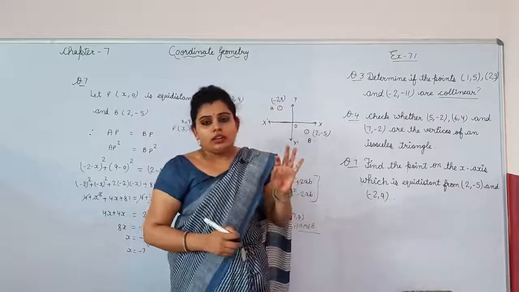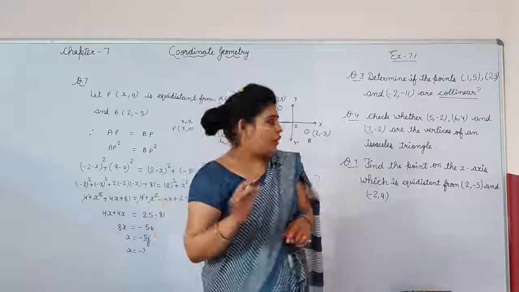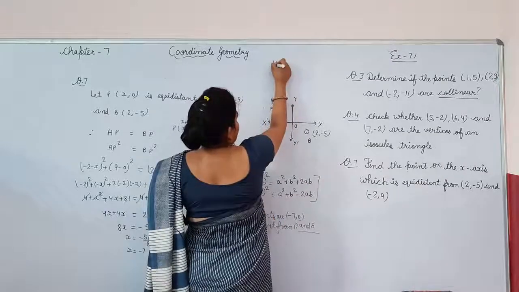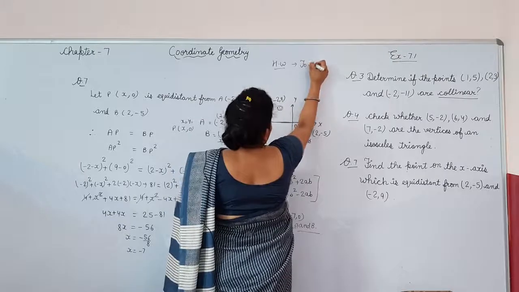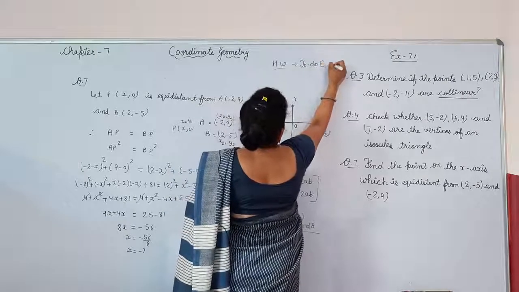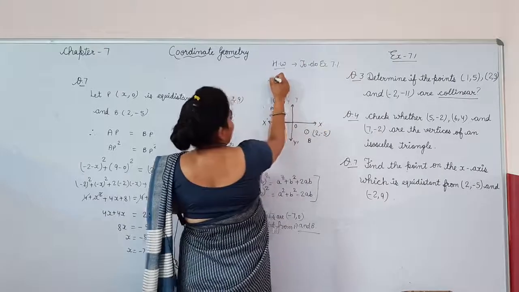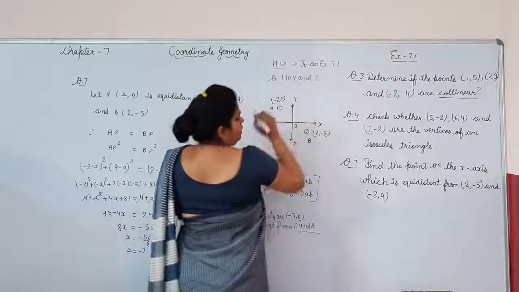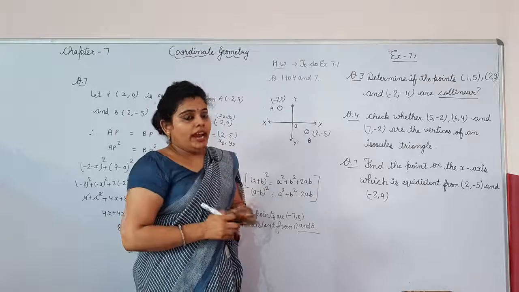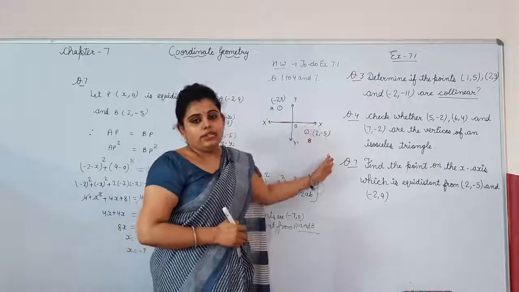Now this is enough for today. What is your homework now? Homework to do: exercise 7.1, question number 1 to 4 and 7 in fair notebook, and try its examples also.